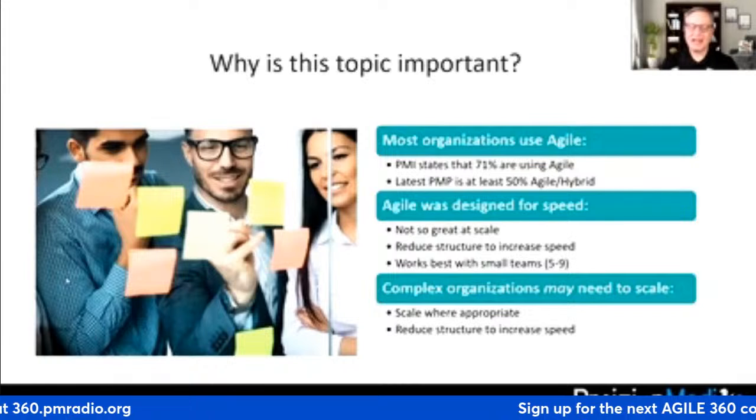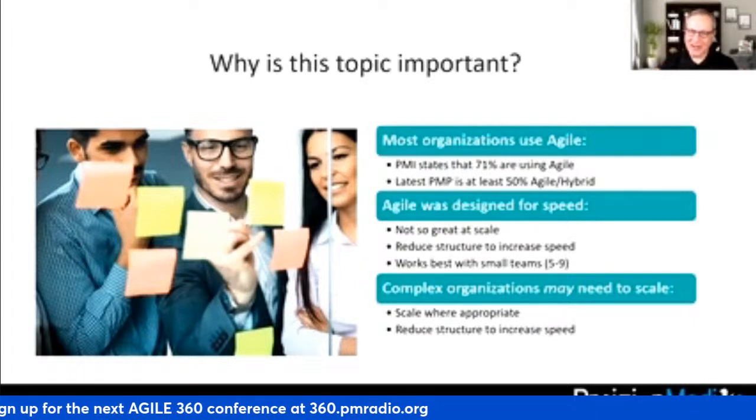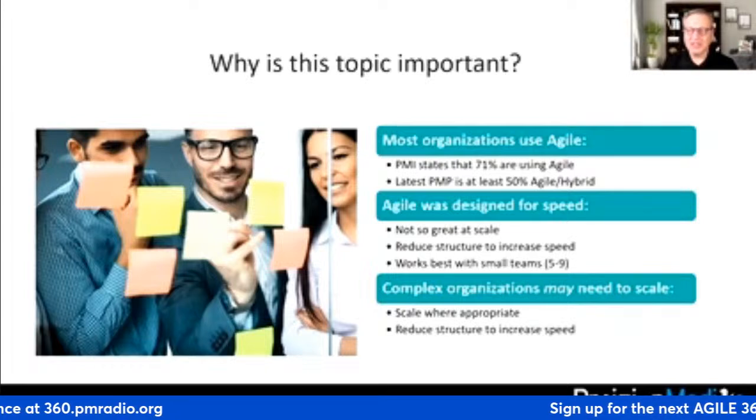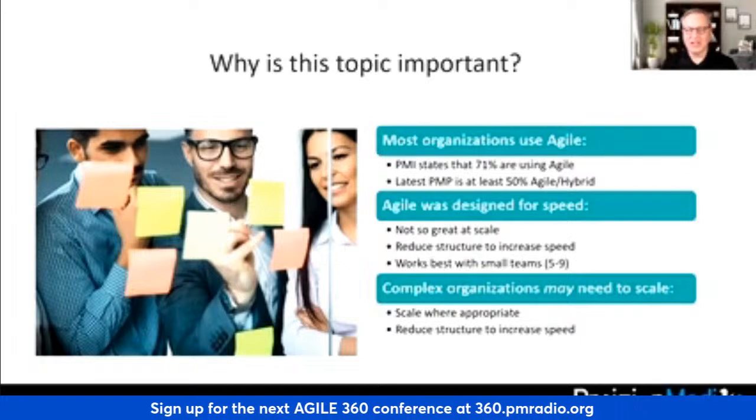All right. So I always like to start this way. Why is this topic important, right? So let's talk about it. A lot of organizations are trying to use Agile. And I say trying to, right? Some of them are doing it well, not many of them, quite honestly, but there are a lot of organizations that are doing Agile. You know, PMI, great statistic. I like this stat. They're saying about 71% of organizations.